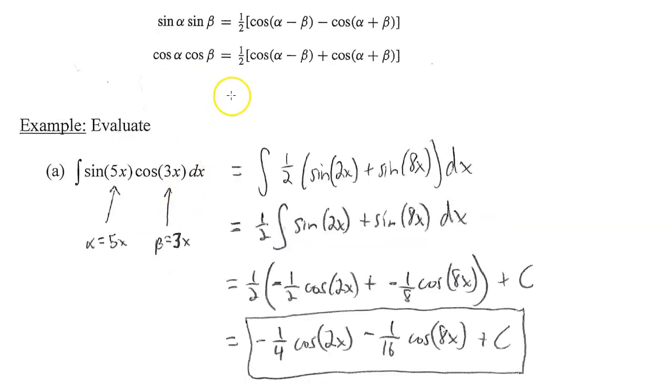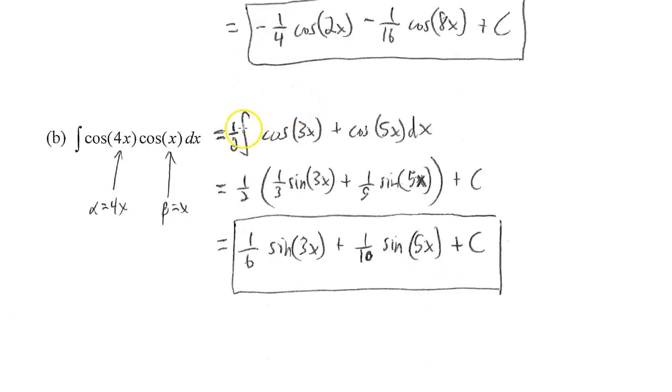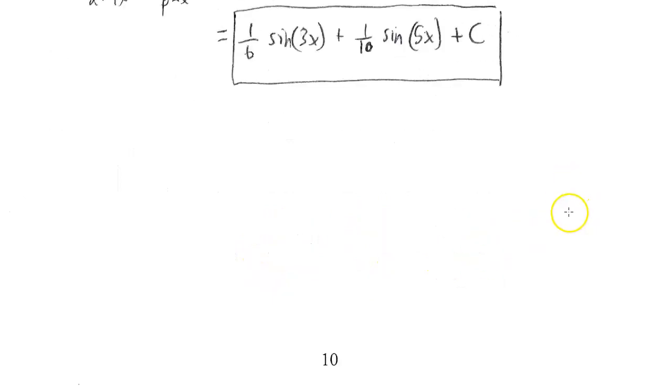Okay, so notice what it ends up being is 1/2 cosine of alpha minus beta plus cosine of alpha plus beta. Okay, so what we get is 1/2, and I just pulled the 1/2 out in front of the integral right at the beginning here. The integral of cosine 4x times cosine x is going to be 1/2 times the quantity cosine of 3x, which is 4x minus x, plus cosine of 5x. That's 4x plus x. Okay, now the integral of cosine 3x ends up being positive 1/3 sine 3x. The integral of cosine 5x ends up being positive 1/5 sine of 5x. Okay, and we still have the 1/2 to distribute, so we get 1/6 sine of 3x plus 1/10 sine of 5x plus c.